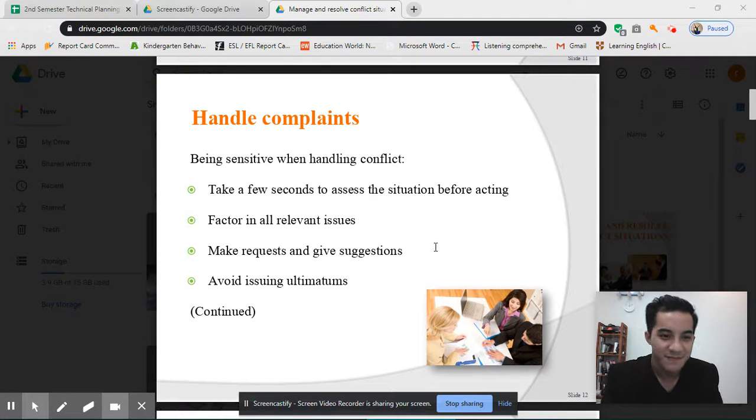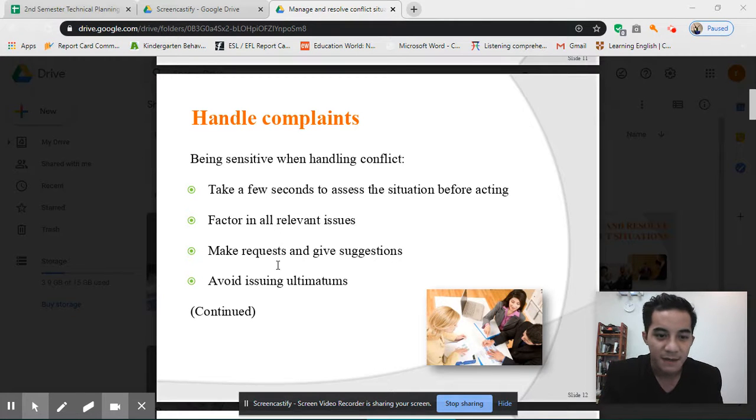No. Factor in all relevant issues. So you should think of all the relevant issues, like from the previous problems or complaints that you had, and think of what actions you can do.